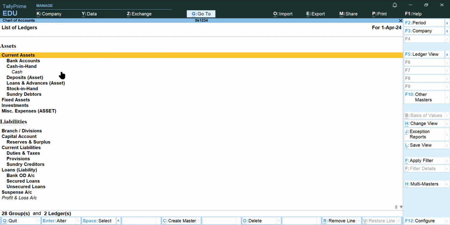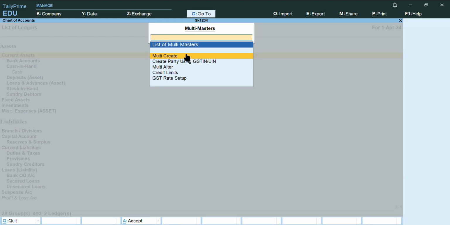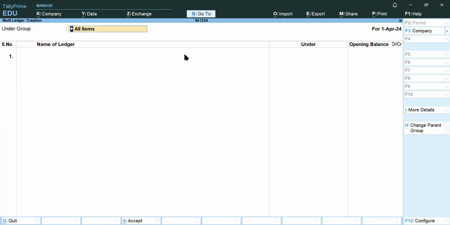The basic broad categories are given to us, and in the categories you see in cash in hand, cash account is available, and here in P&L account is available, because these two are inbuilt accounts in the Tally software. Rest of the categories are given, but within the categories we have to create the ledgers. So we create all the ledgers in one go. How do we do this? Go to multi-masters, all right, and go for multi-create. Now we can create all accounts in one go.